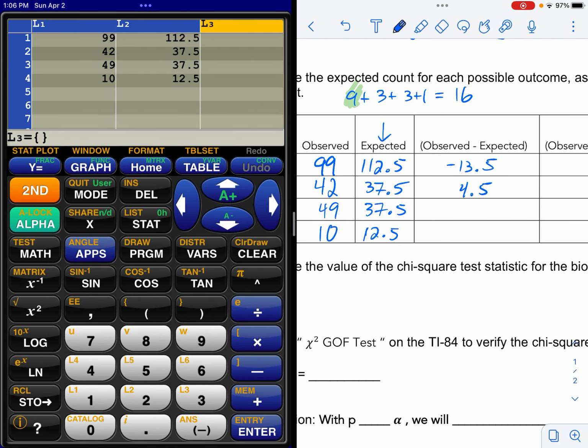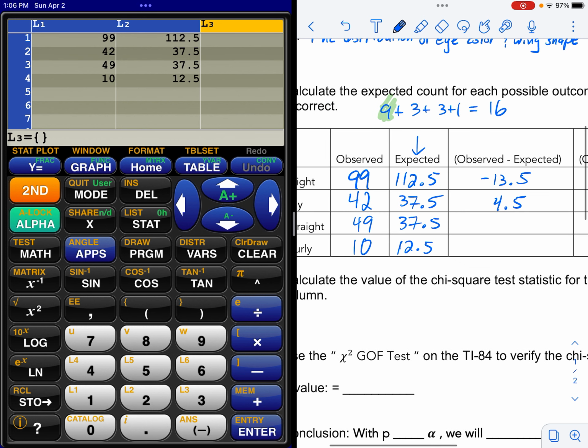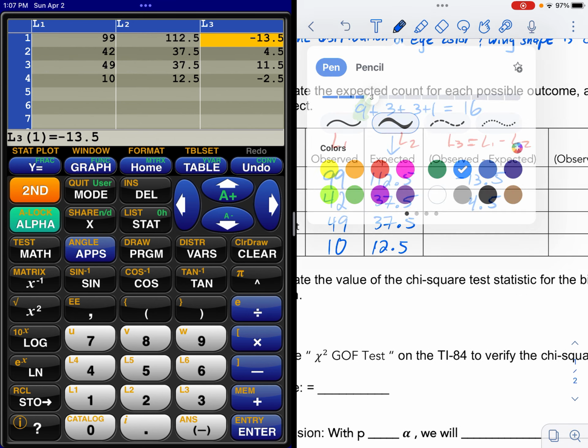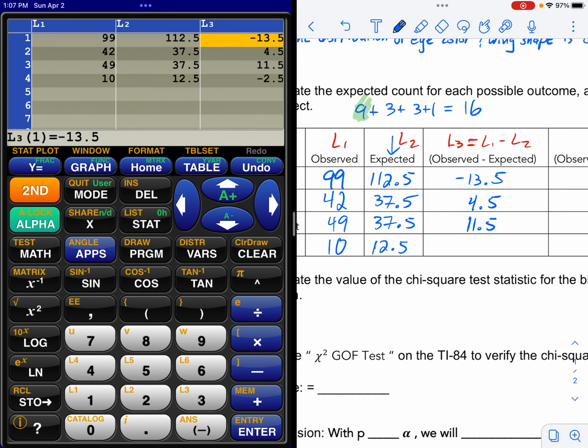I'm just going to go over to list 3. This is L1, this is L2, this is L3, and for L3 I'm simply going to do equal to list 1 minus list 2. So I'm going to do that here. And then when I hit back down, there's my observed minus expected values. And I didn't have to do it by hand, so to speak.